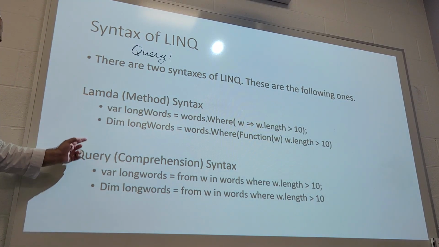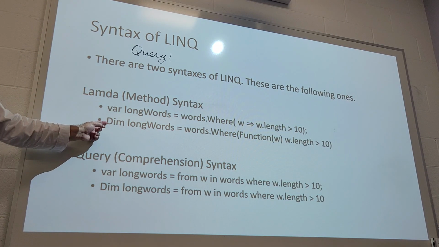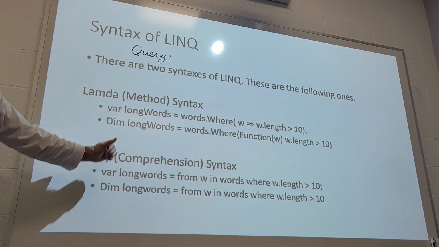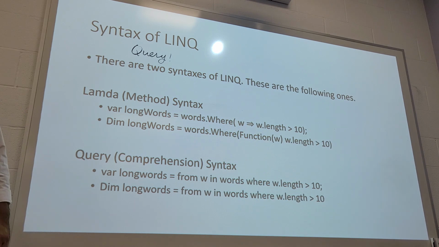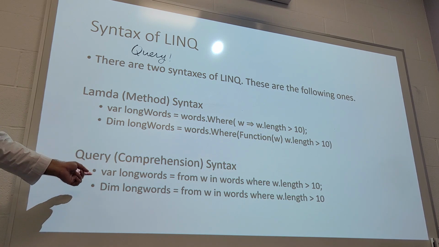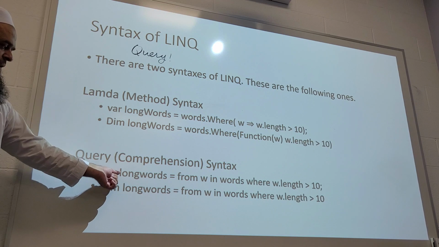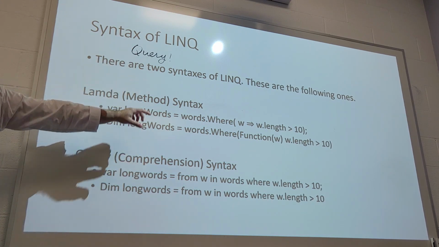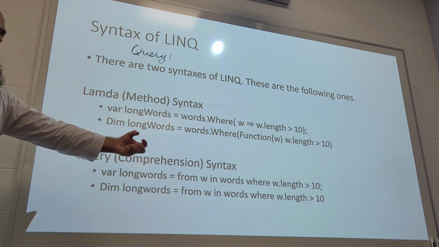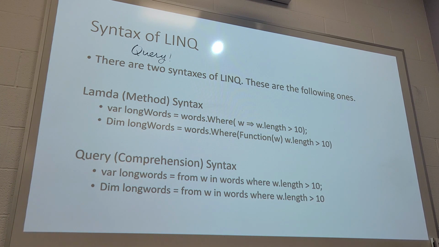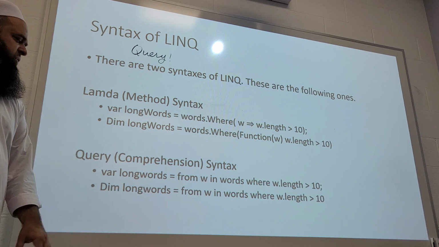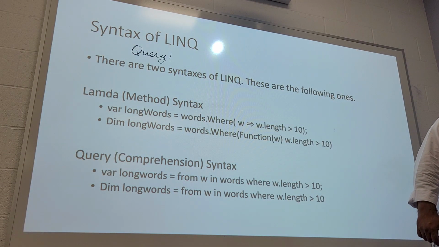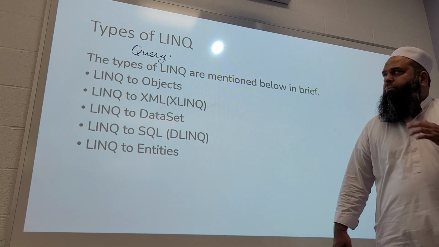So this is the lambda method, and if you come over here, query, this is for Visual Basic and this is for C#, right? Visual Basic uses this Dim word. Okay, query. So this is comprehension syntax. If you see, our long words is equal to from w in words where w.Length, the one that we have used before. So it will go there and take out the words which have the length above 10 from that one. And again, this is for Visual Basic using the Dim keyword. So both of the syntaxes are here.